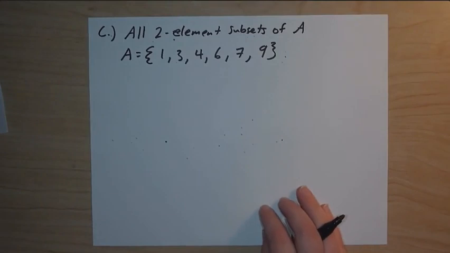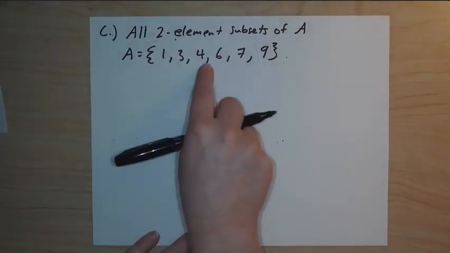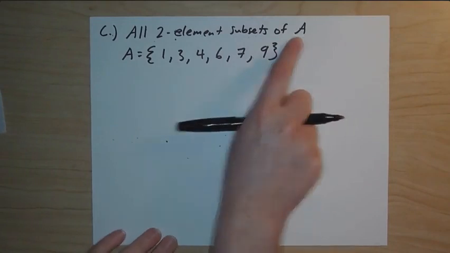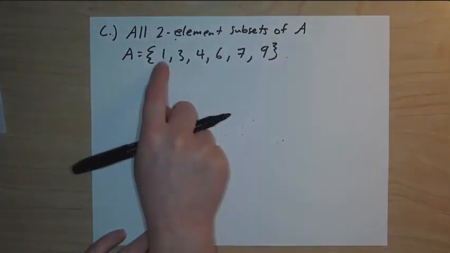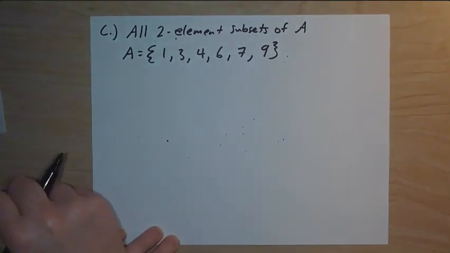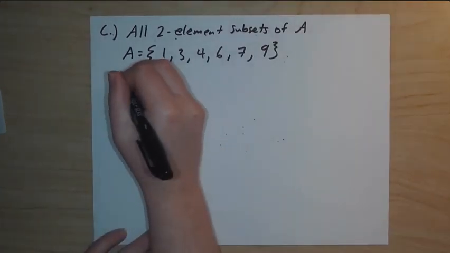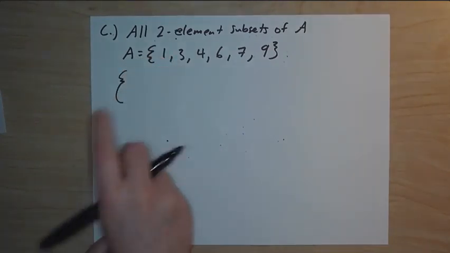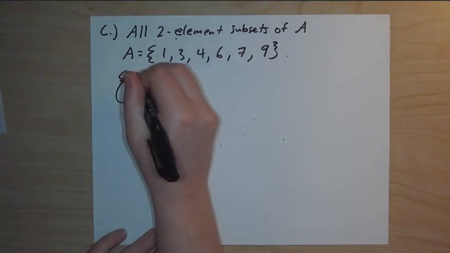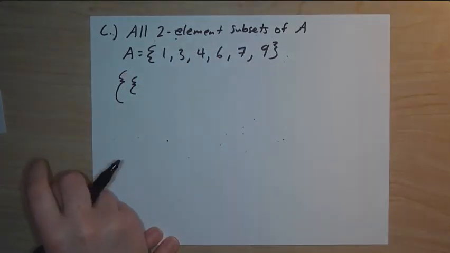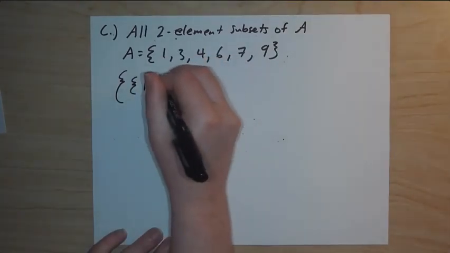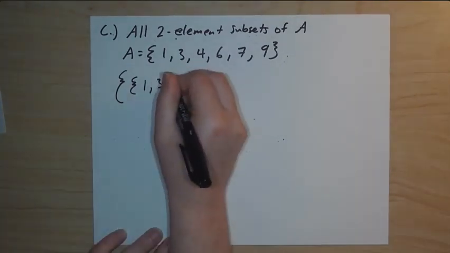In part C, they want us to find all 2-element subsets of set A. So set A is 1, 3, 4, 6, 7, 9, and we only care about set A. 2-element subsets is essentially we're going to take 2 elements and it's going to be a subset of A. So we're going to have a large set containing all the 2-element subsets of A, and in there we're going to have little subsets of 2 elements. The first 2 elements I see are 1 and 3, so there's a subset containing the elements 1 and 3.